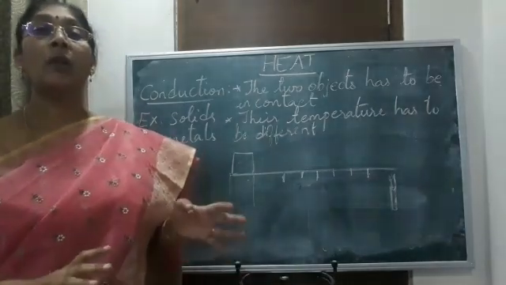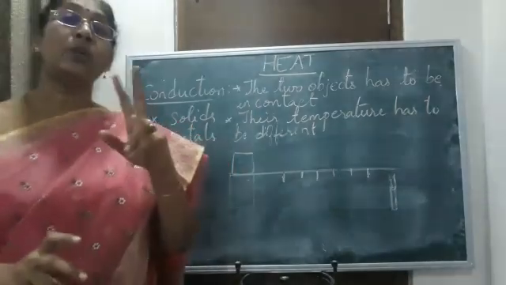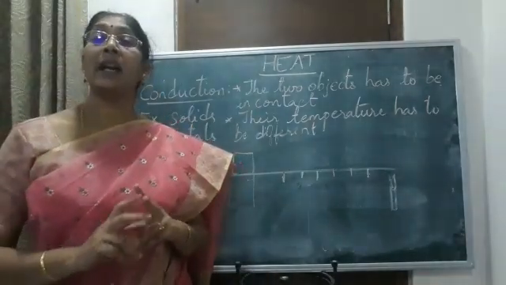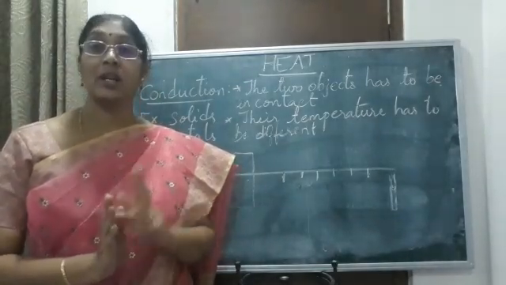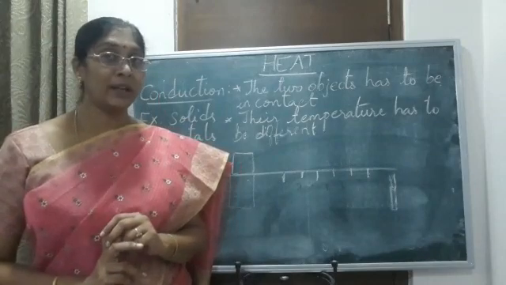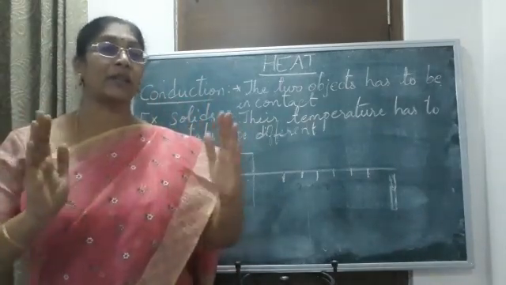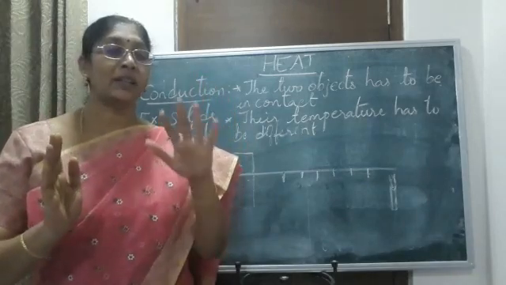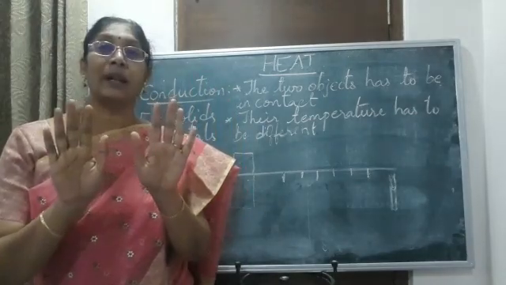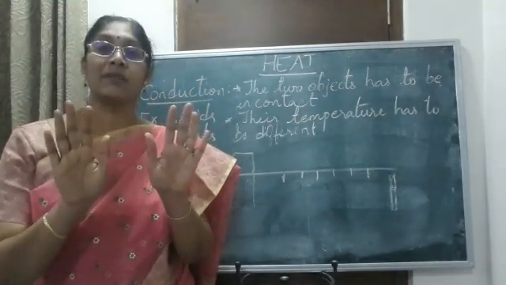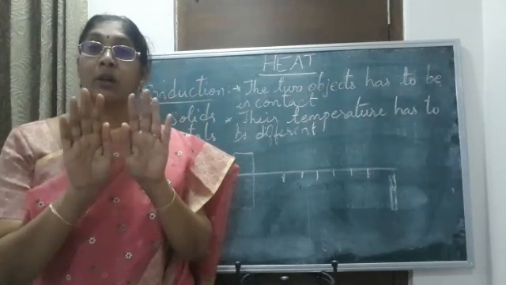Let's learn now how conduction takes place. If heat has to be transferred by conduction, two things are important. One, the two ends of the object have to be in contact. Suppose this is one metallic rod and this is another metallic rod, and I keep both of them at a distance. Can heat be transferred between these two? Heat can be transferred only when these two are in contact.